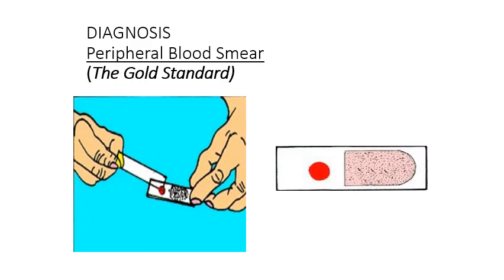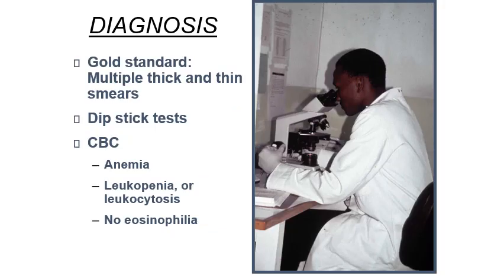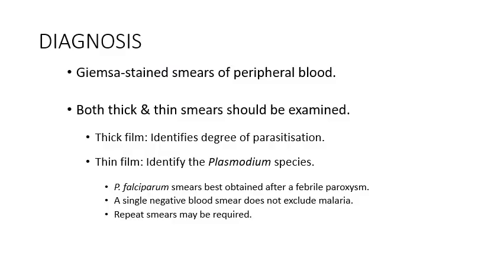So diagnosis: peripheral blood smear is the gold standard. So we have multiple thick and thin films. We have dipstick tests. Complete blood count shows anemia, leukopenia, and leukocytosis, but there's no eosinophilia because malaria is not a helminth, it's a protozoa. So diagnosis is by Giemsa stain of peripheral blood, both thick and thin film. Now, thick film identifies the degree of parasitization. Thin film identifies the Plasmodium species. Alright?